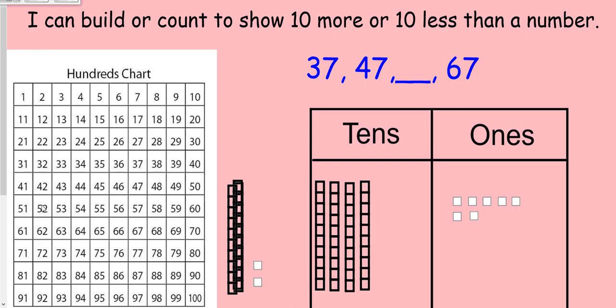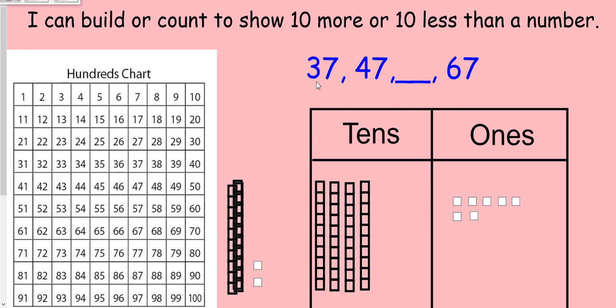Our I can statement today says, I can build or count to show 10 more or 10 less than a number. We are going to be using two strategies today to help us. The first strategy we will be using is building on our place value chart or our tens and ones board. The other strategy we will be using is counting with our hundreds chart. Let's look at the first problem up here.